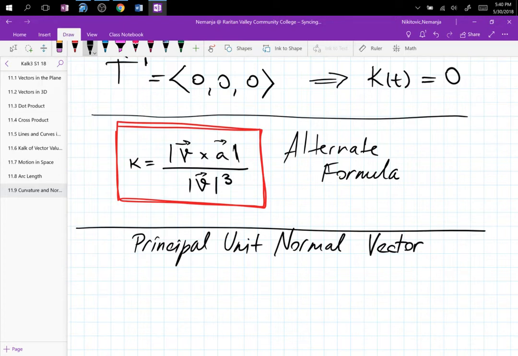Principal, meaning we have to pick one that is in charge, because there are multiple, and we'll see why and how. And then also unit, again, magnitude is 1. Normal hints at some kind of perpendicular, orthogonal, so 90 degrees, and then the vector. So this guy is going to be perpendicular to the tangent vector.